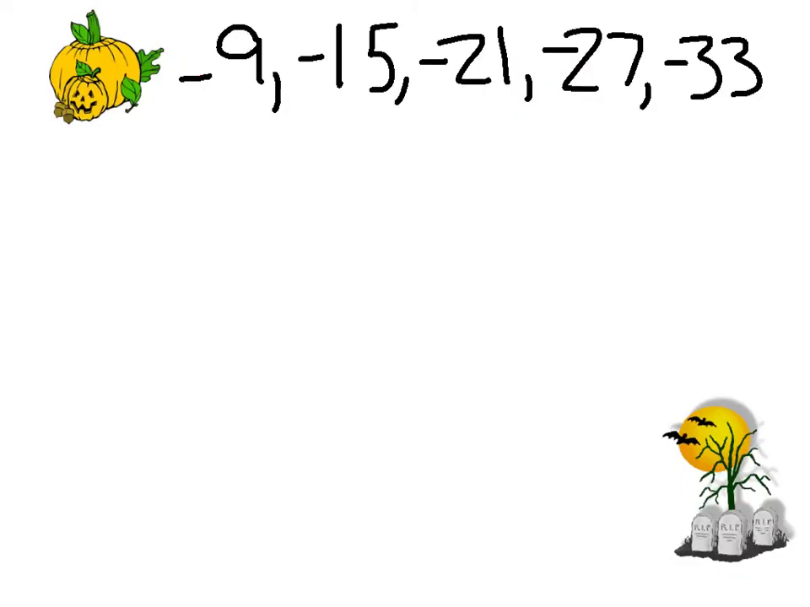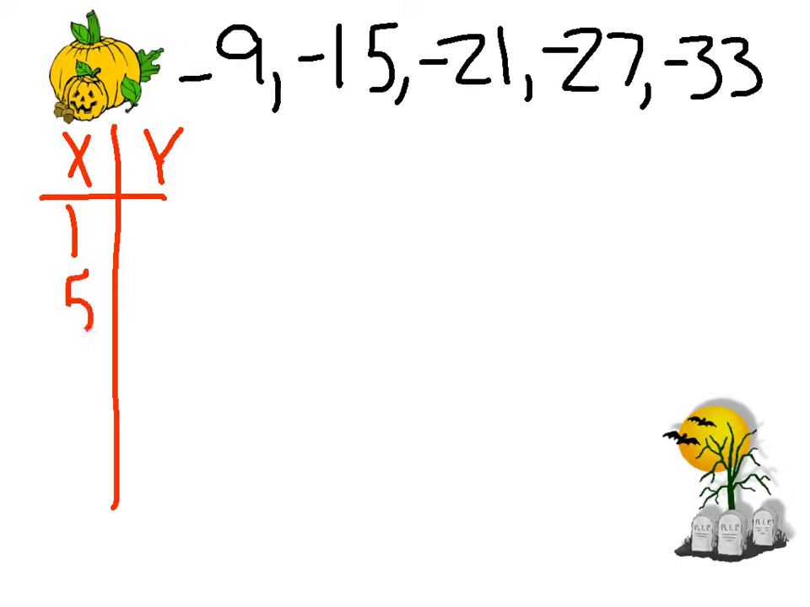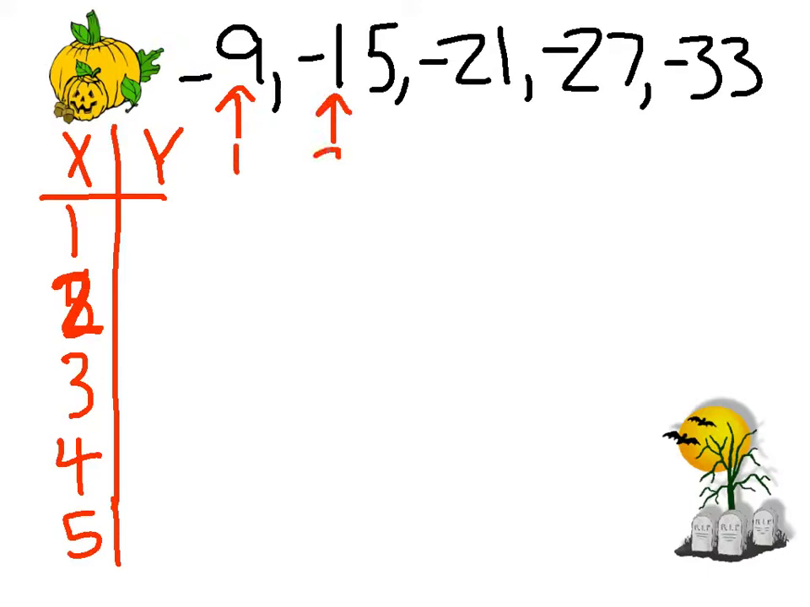Alright, let's try another example. Okay, we want to put these in our table. We have 5 values, so our x's are going to be 1, 2, 3, 4, and 5. Then we plug in our y values. Remember, x equals 1 is going to correspond to this right here. The second one, 2, is going to correspond to that. 3 is going to correspond to negative 21, 4 to negative 27, and 5 to negative 33. So we just plug these into the table.